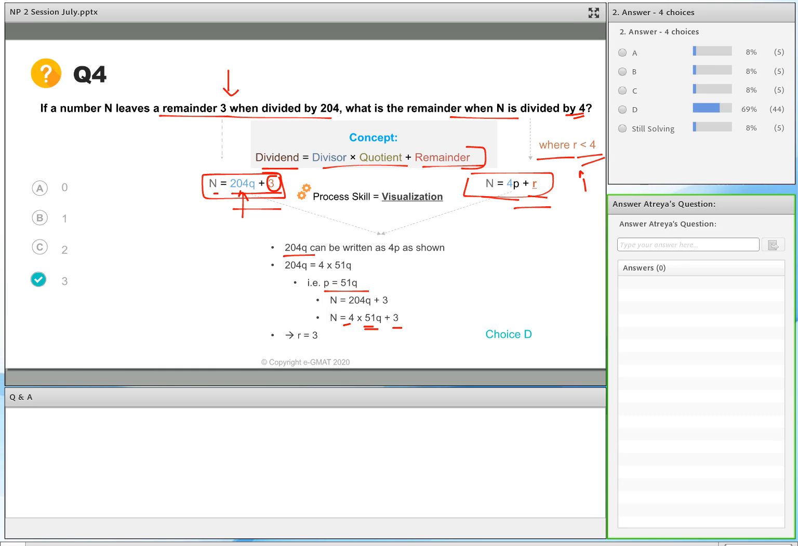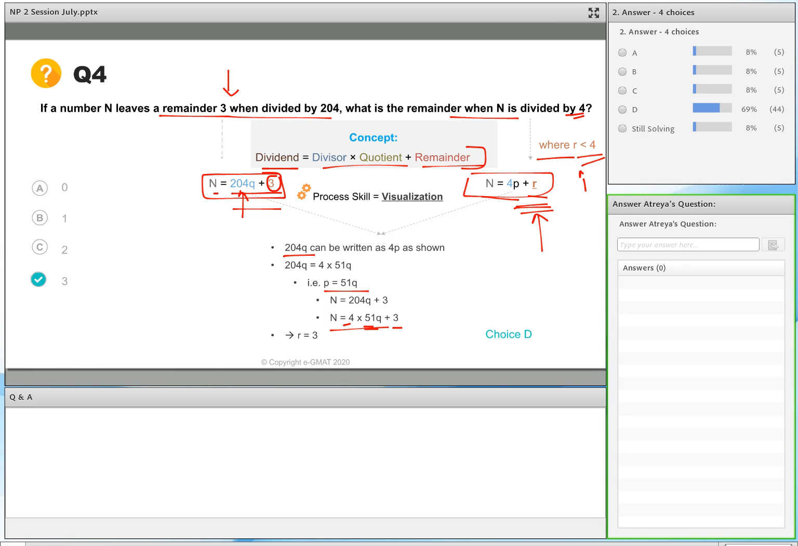So what I want you to know is you try to visualize and then correlate these two equations. Now, when I get this, what I get is n equals 4 times q plus 3. It's in this format that I wanted it to be, right? Is the value of r less than 4? Yes, it is less than 4.